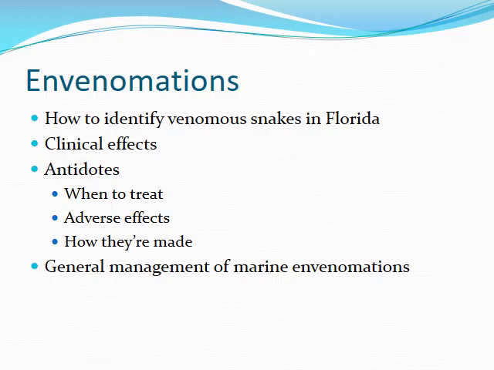Next, we talked about envenomations. One of the things to focus on is how to identify venomous snakes in Florida, especially the two main classes. We talked about the Crotalidae, or the pit vipers, which are our rattlesnakes, copperheads, and water moccasins. And then we talked about the Elapidae, or the coral snake, right? The eastern coral snake is a big one we see here in Florida.